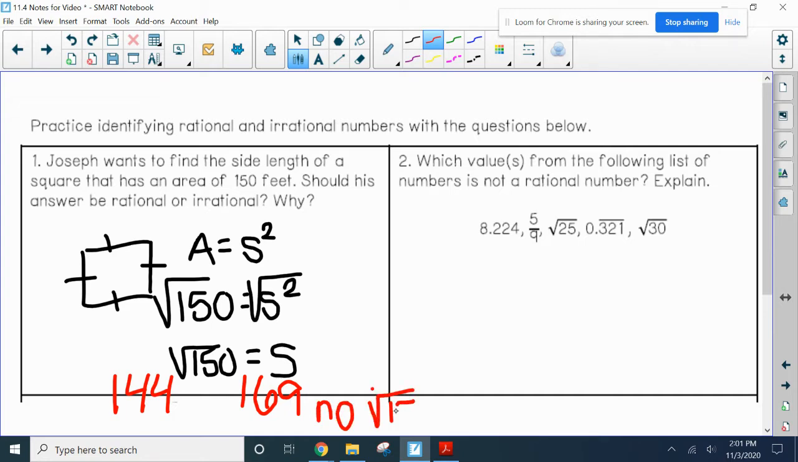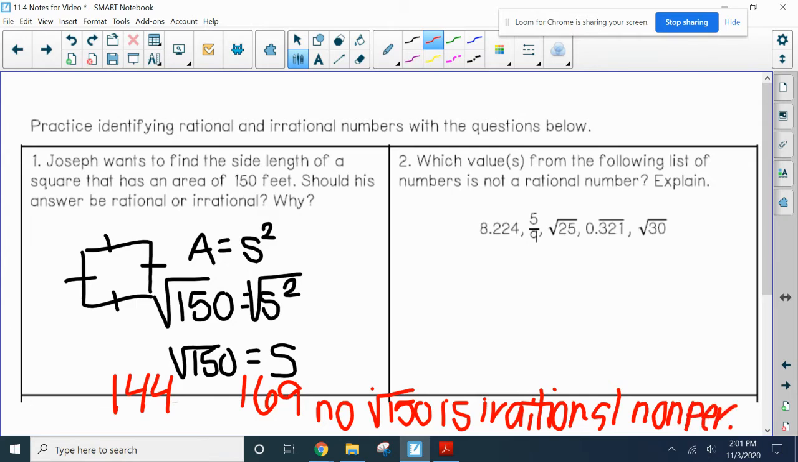Because the square root of 150 that we came up with is irrational. And the work we showed, if we were to go out and say, well, to find the side length, we'd have to take the square root, which is what we did. And the square root of 150 is irrational because it's a non-perfect square.